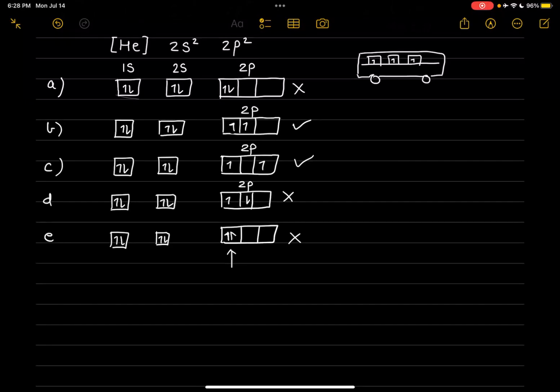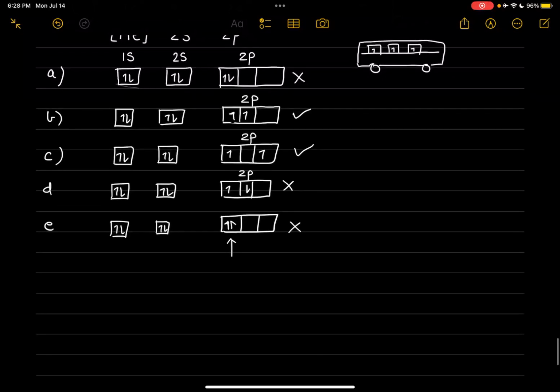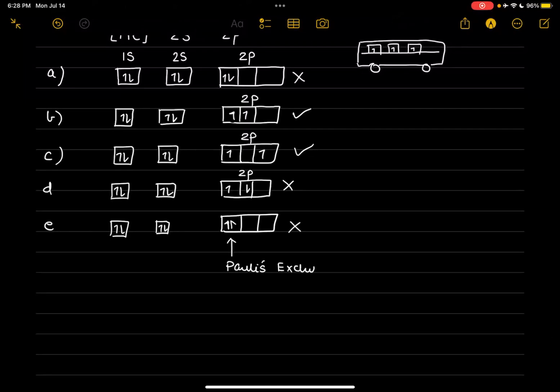So you may have this question in NEET. These are the favorite questions of NEET and CBSE and everywhere. So which rule is this violating? This is violating Pauli's rule. Got it? Yes, sir.